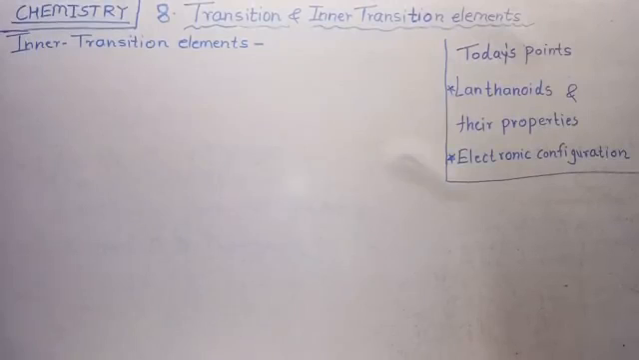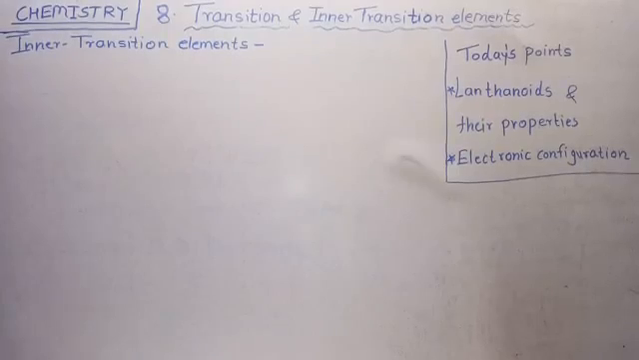In the last lecture, we completed the topics of lesson number 8, transition elements. Lesson number 8 is divided into 2 points: first, transition elements, and second, inner transition elements. The first part of the chapter, transition elements, was completed in the last lecture. Then we started the second topic, inner transition elements. These inner transition elements are also called the F block elements.